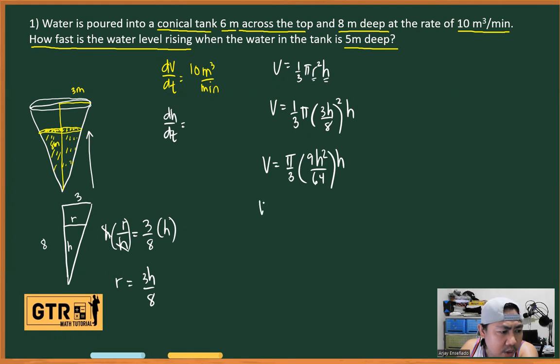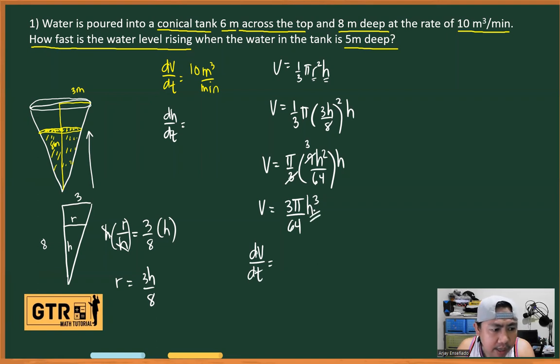Then combine the h. We have V equal to 9 pi over 64 times 3, we can cancel out 9 and 3, dividing 9 by 3 gives 3. So we have 3 pi, and then h squared times h is h cubed, over 64. Now we can differentiate with respect to time t. So dV over dt equals 3 pi over 64, which is constant.